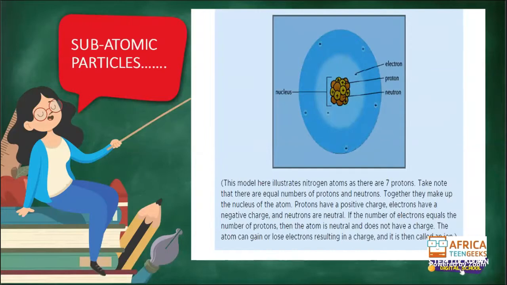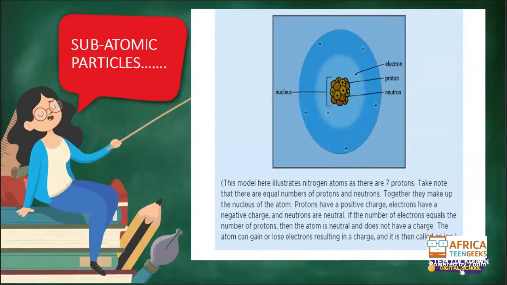atom. Protons have a positive charge. Electrons have a negative charge, and neutrons are neutral, with no charge, or zero. If the number of electrons equals the number of protons, then the atom is neutral.